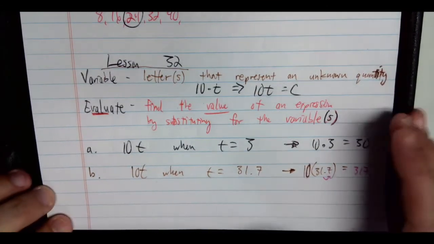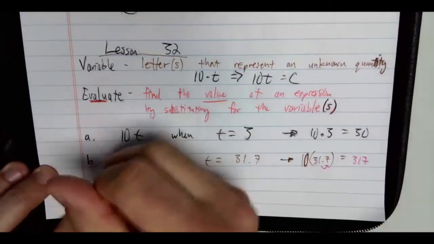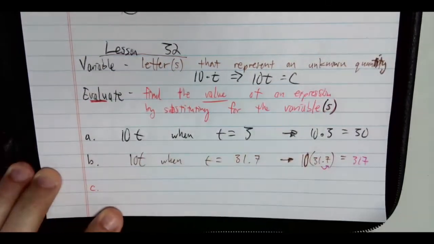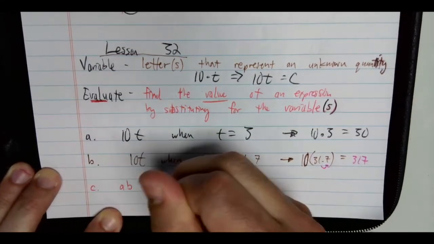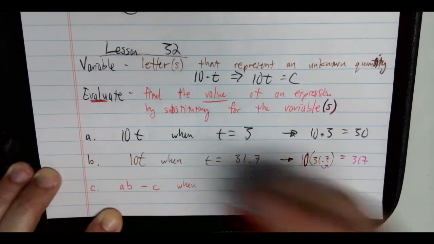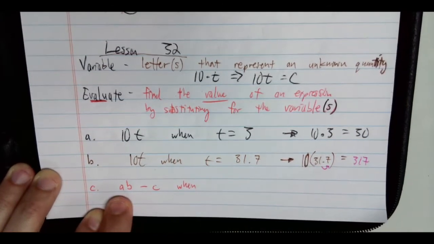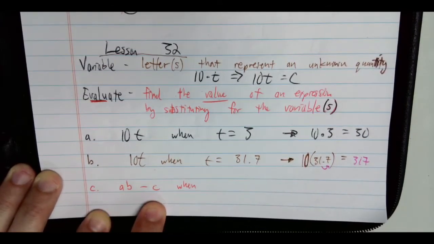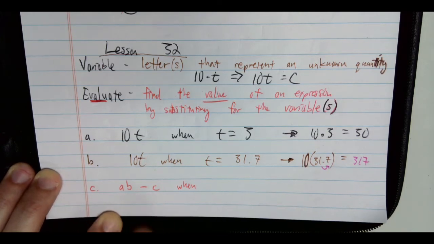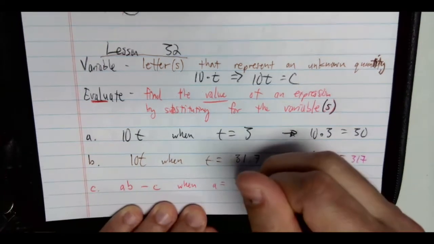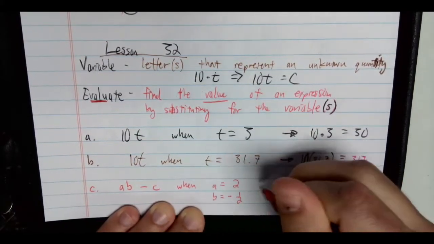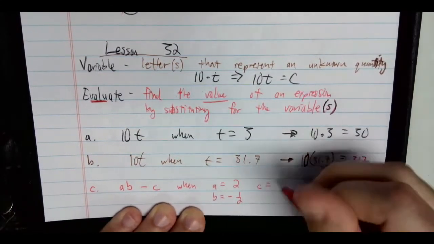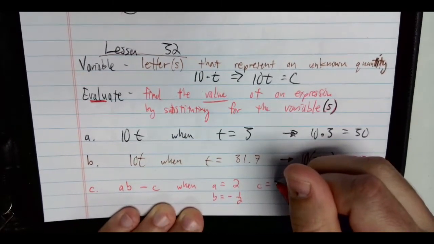They're all pretty easy now that I'm not talking in a foreign language, at least that's what it seems like. So let's change the variables up a little bit. Let's say we have AB minus C when, now how many variables do I have here? 3. So if you're going to truly evaluate this, I'm going to have to give you the value of each of those variables. So we'll say A equals 2, B equals negative 1/2, and C equals, how about 4?